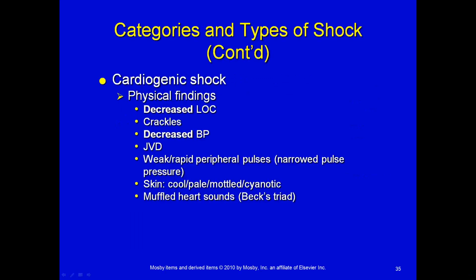Now, more often than not, when we're talking about Beck's triad, they're referencing a pericardial tamponade, which is heart failure, but from a different mechanism. The muscle itself is fine. The heart is obstructed from fluid accumulating in the pericardial sac. So some would put Beck's triad, muffled heart tones, narrowing pulse pressures, jugular vein distension, all in obstructive shock and not cardiogenic.